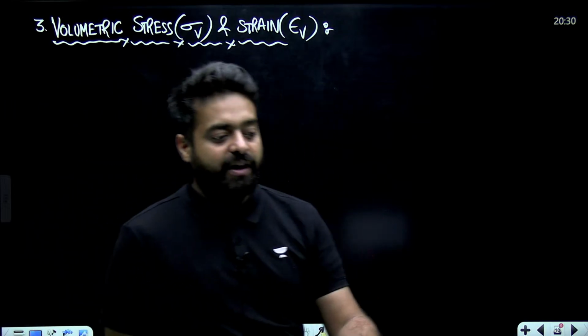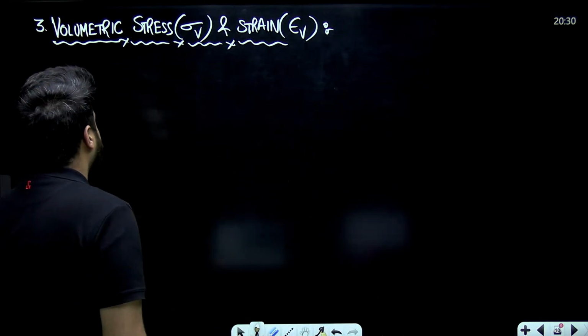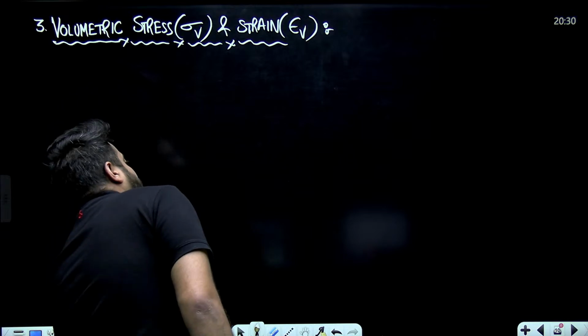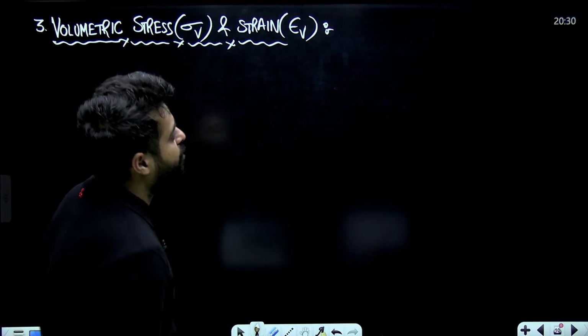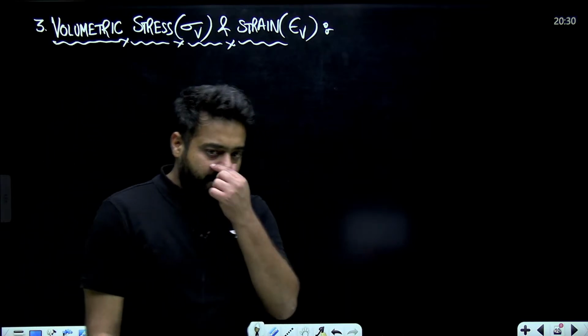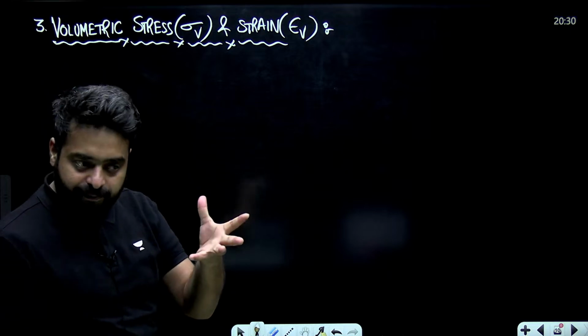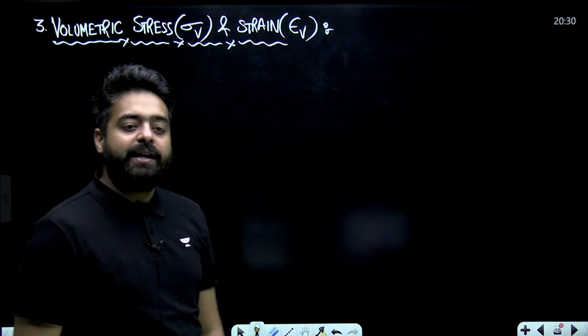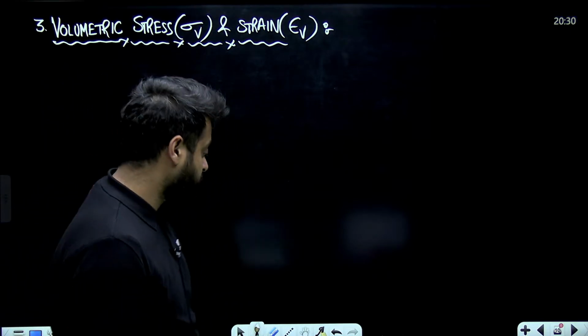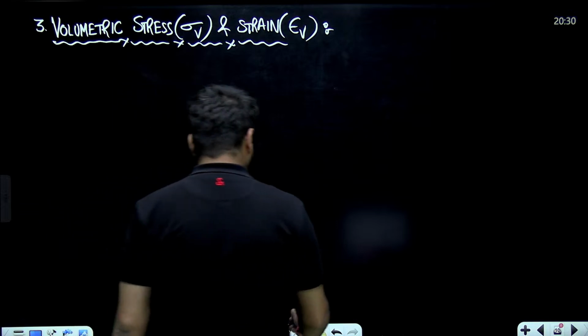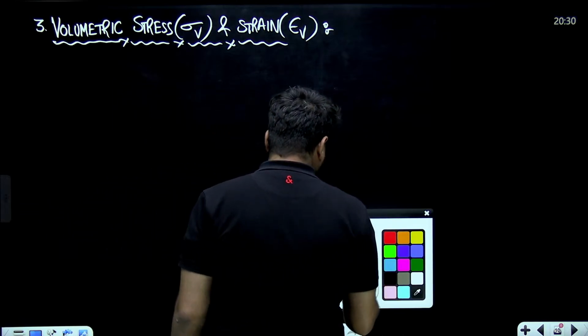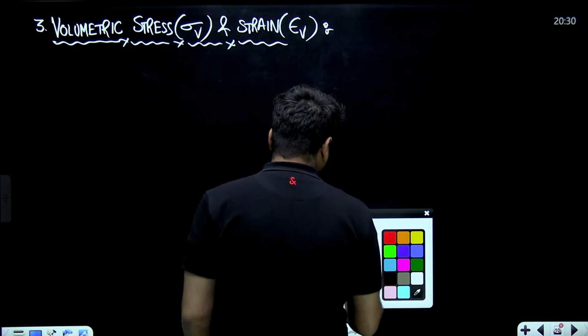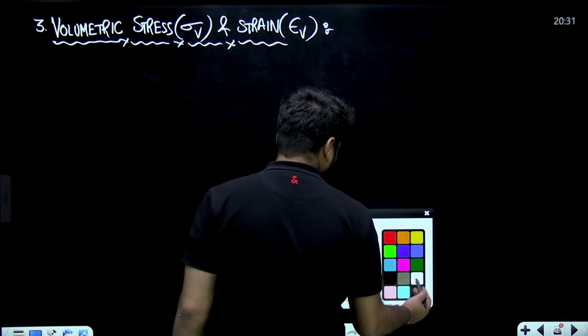But to have an understanding, we need to understand what is volumetric stress and what is volumetric strain from the two shapes of the body. First, I will take the spherical shape, and then I will take the cubical shape. I will show you from both ends, but we need to start from the spherical shape body.